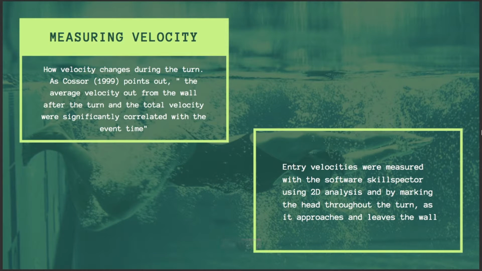The first variable is measuring the velocity. The velocity is important because, as Koster points out, the average velocity out from the wall after the turn and the total velocity were significantly correlated with the event time. Entry and exit velocities were measured using the software SkillSpectre, using 2D analysis and by marking the head throughout the turn, as it approached and left the wall.